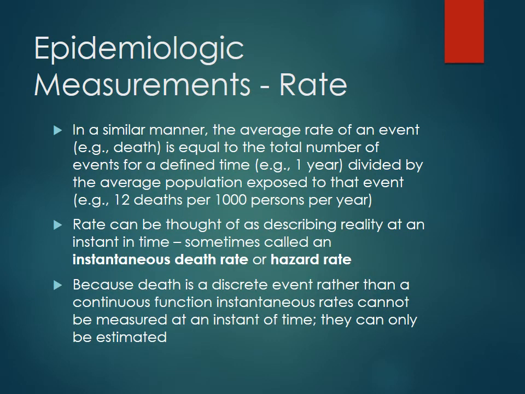In a similar manner, the average rate of an event, say death in this instance, is equal to the total number of events for a defined time period, say over a year, divided by the average population exposed to that event. So if you had 12 persons per 1,000 persons per year, then if I had 1,000 people, I know that 12 of them would end up dying over that year time frame. The rate can be thought of as describing the reality at an instant in time, and so this is sometimes called the instantaneous death rate or a hazard rate. Because death is a discrete event rather than just a continuous function, instantaneous rates cannot be measured at an instant of time. They can only really be estimated. So again, all of these are going to be averages, estimates of this force of mortality that we're looking at here.